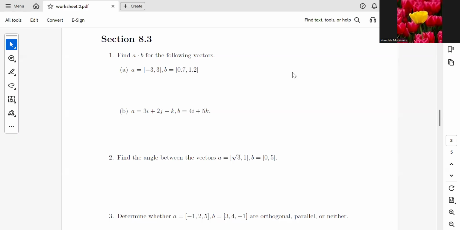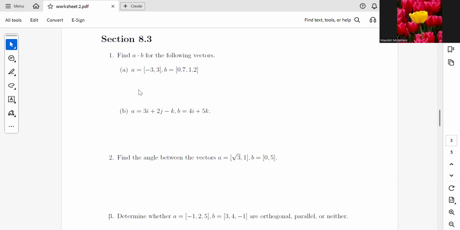Hello everyone. In this video, we are going to work on section 8.3, which is about the dot product. As we have seen the formula in the lecture video, for the first question, it says find A dot B for the following vectors.